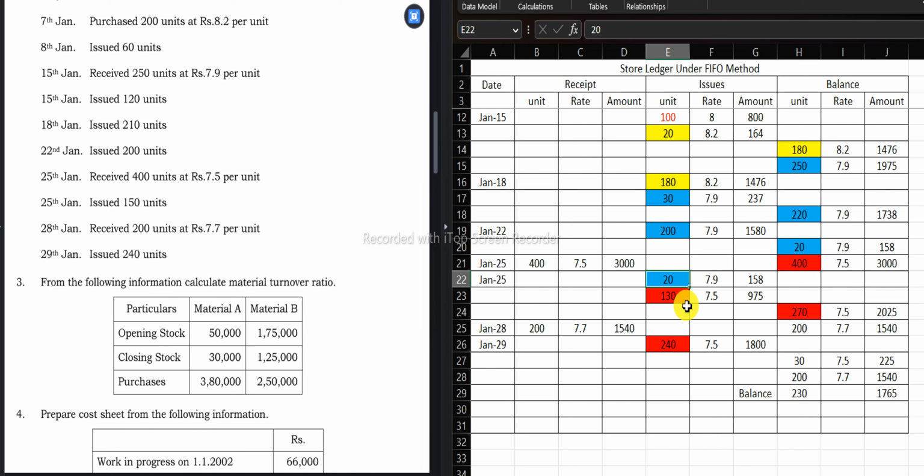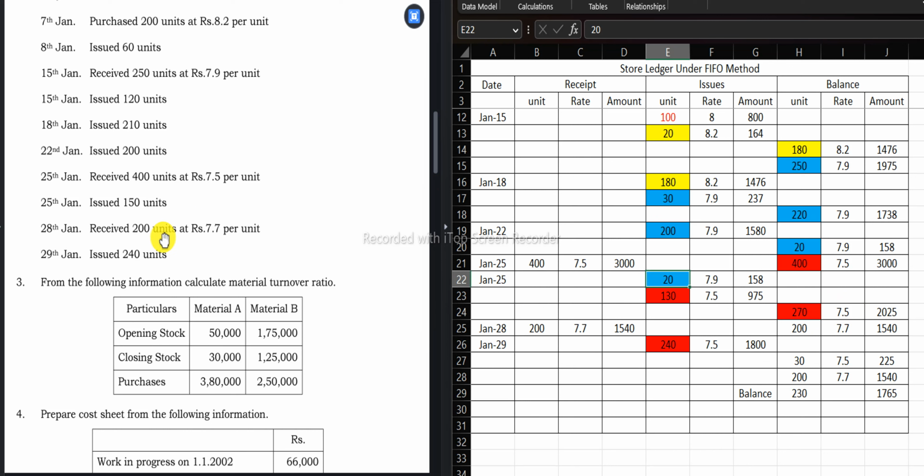Now what is the balance? The 20 is gone because it is issued for production. Next, out of 400 we issued 130, so the balance is 270 units. Now the balance becomes 270, and the rate is 7 rupees 50 paise.